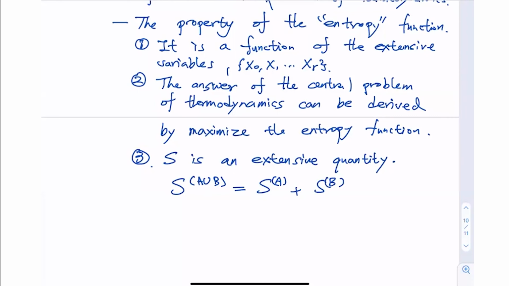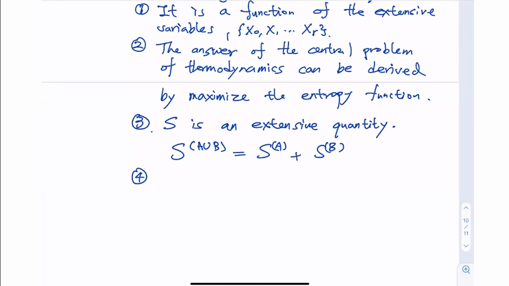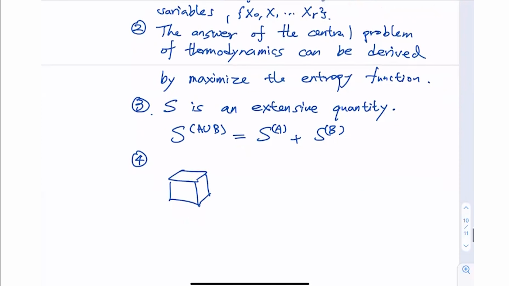And the next property is a little bit not so trivial. Suppose we have a system. Maybe I should not use time. So let me just try to describe the system initial state.